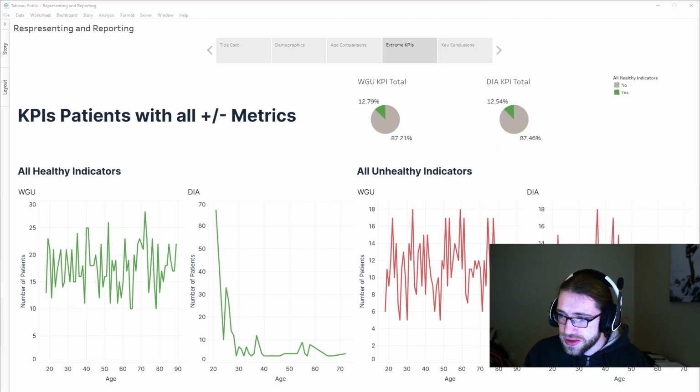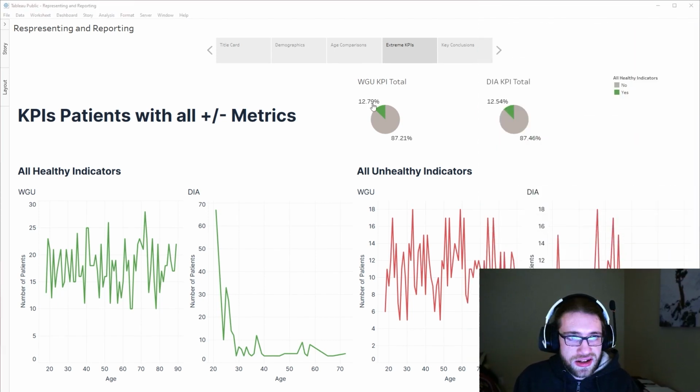The first thing to notice will be these little pie charts up here. These break down the all healthy indicators. So what percentage of our patients have no high blood pressure, are not diabetic, and are not overweight? When we compare ourselves to the DIA hospital system, we see that we are sitting very close to the same percentage of our patients. We both are around 12 to 13% of our patients in that great category where they don't have any negative health indicators.